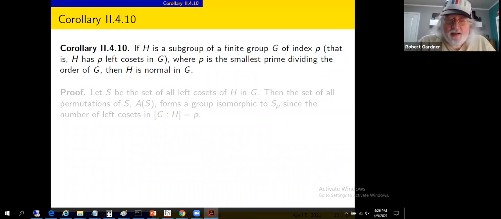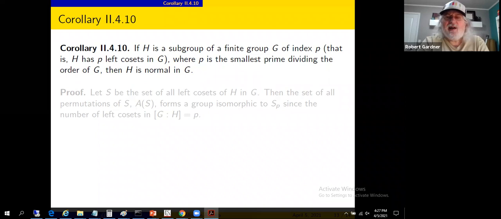This is the result I claim foreshadows the results in section 2.5 on Sylow theorems. It doesn't deal with the existence of a subgroup, but it deals with a group of a certain order. In that sense, it reminds me of the Sylow theorems. The statement is, if H is a subgroup of a finite group G of index P, similar to what we had before, except this time the number of left cosets of H in G is P, before it was n, where P is the smallest prime dividing the order of G, then H is normal in G.